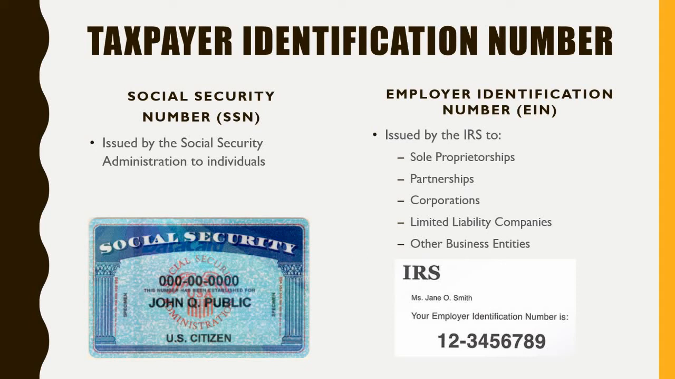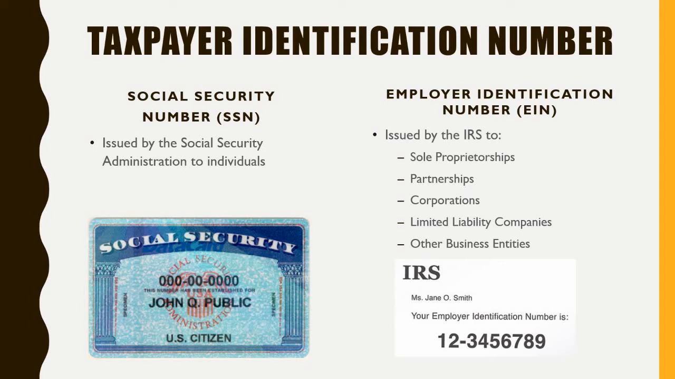Now, a social security number is distributed by the Social Security Administration, and the number is pretty straightforward, right? It goes 3 digits, 2 digits, and then the last 4. So in this case, it is a combination of 9 digits, okay? And this is what we use to identify each other.